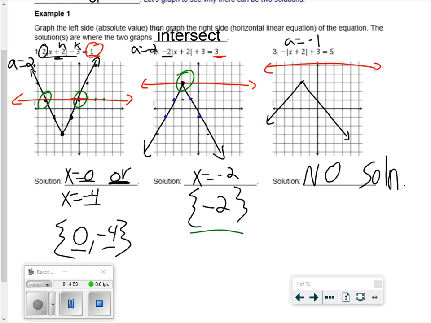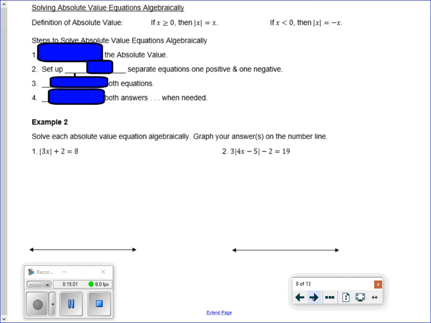We're going to keep going, and now we're going to learn how to solve absolute value equations algebraically. So to solve absolute value equations algebraically, we need to isolate the absolute value first. That's the most important thing. It needs to be isolated. Well, it's not to say it's the most important thing. They're all important. You can't solve any of these without the other steps. But anyway, you have to isolate it first.